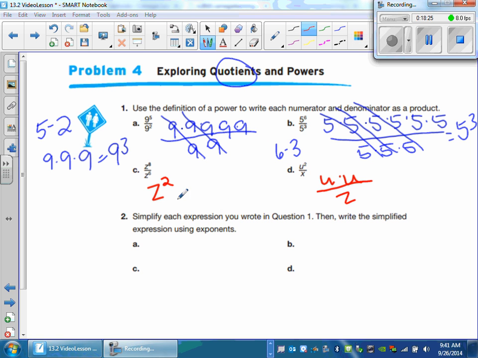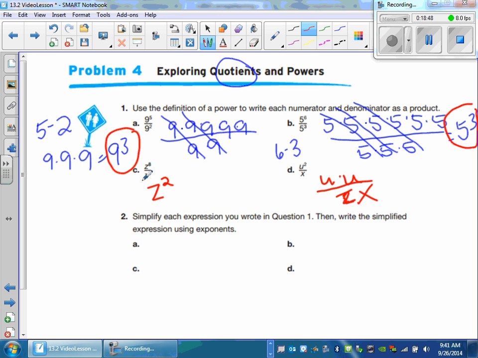Here are the answers to C and D. I have Z squared and U times U over Z times X. Number 2 wants you to simplify them back into your power form, and we kind of already did that here. A is 9 to the 3rd, B is 5 to the 3rd, C is Z squared, and then lastly, the simplest form of D would just be the original problem. There was nothing there to simplify.